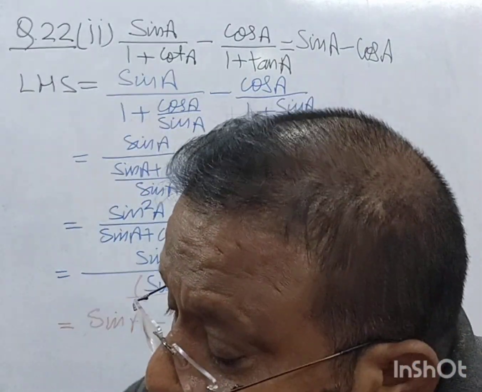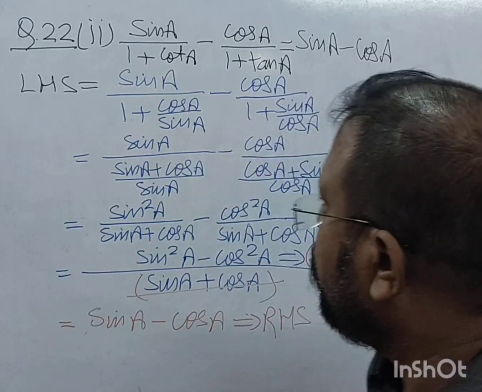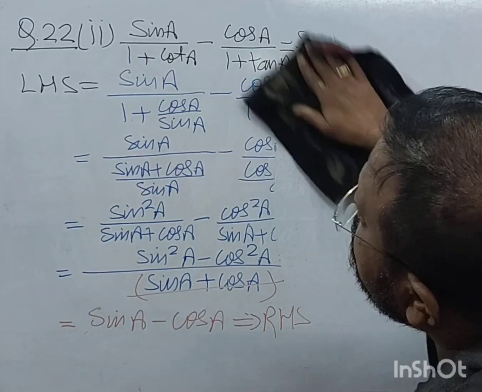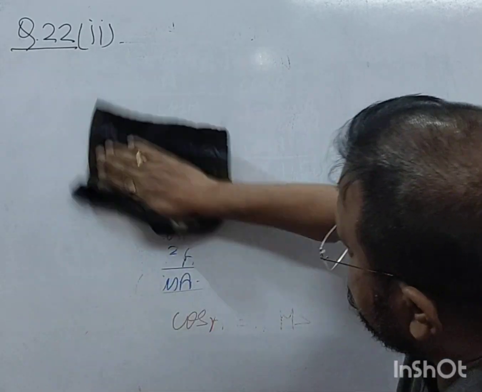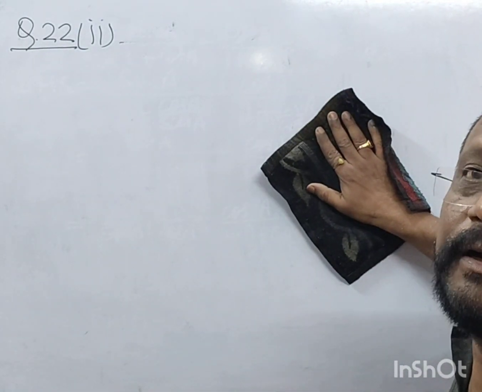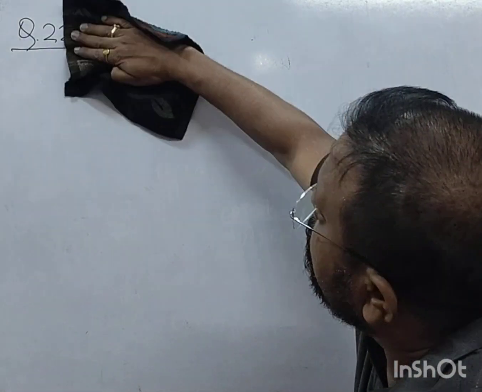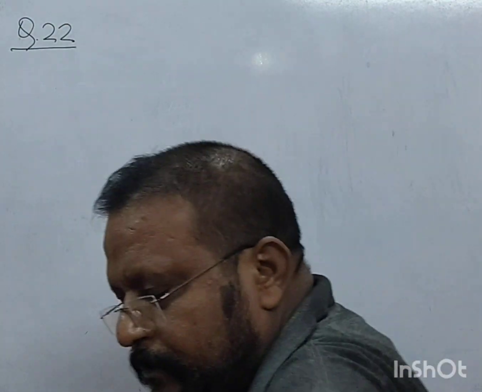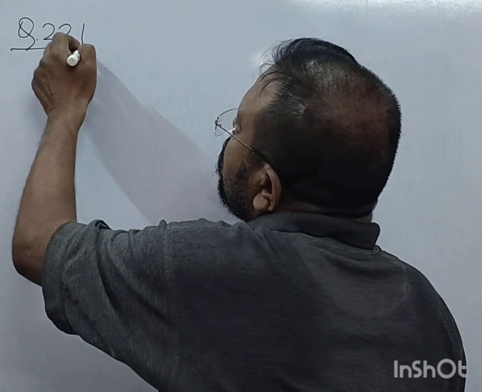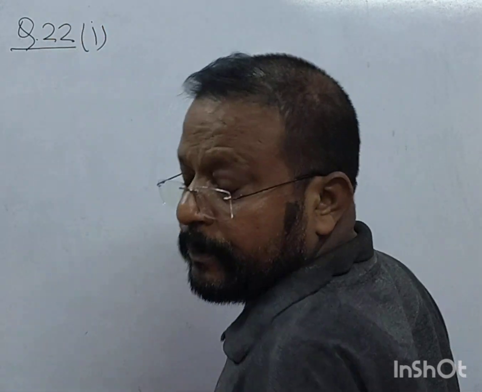So this was question number second of question number 22. Now we have the next question, that is first, na? You have done this? Yes. First, no. Question number 22, part 1.